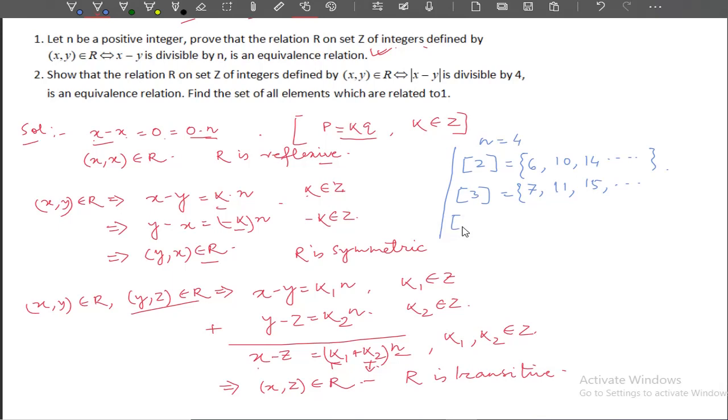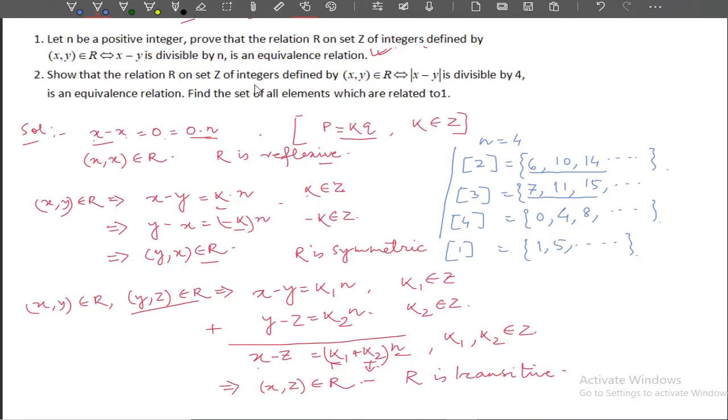What will be the equivalence class of 4? 0, 4, 8, and so on. Here you will have 2 also. Here you will have 3 also. What will be the equivalence class of 1? 1, 5, and so on. This is just the extension.